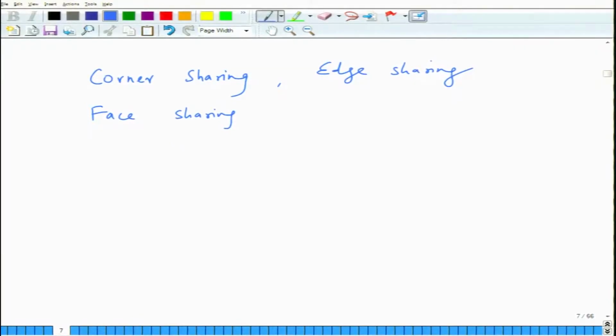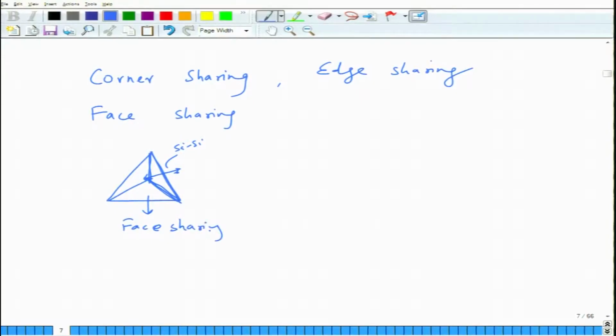So, for example, if you look at the face sharing tetrahedra, you have a tetrahedra, let us say like this, and if you make another tetrahedra sit on top of this, this is going to be the face which is shared. So, one silicon atom is sitting here, another silicon atom is going to sit somewhere here. So, this is the distance between the silicon atoms, this is face sharing.